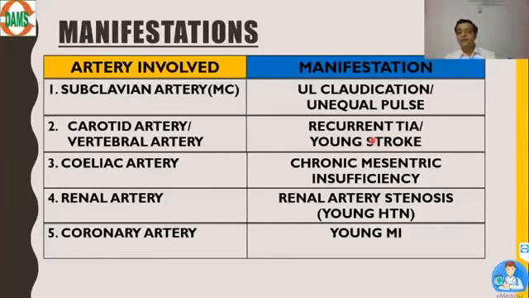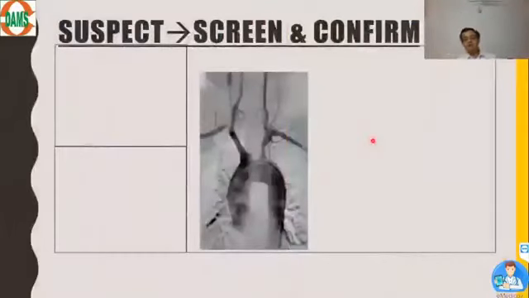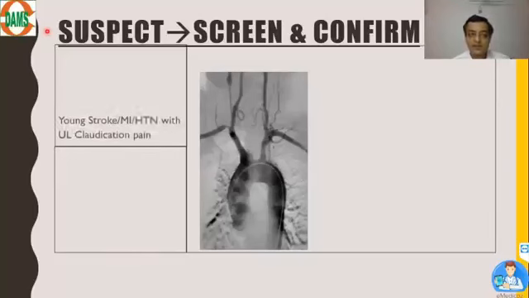Please remember, these are the clinical clues to the diagnosis. So when a young girl comes with hypertension, stroke or infarction, you must consider the diagnosis of Takayasu's arteritis. You must consider. So again, same point, we have to suspect, screen and confirm. We have to confirm the diagnosis.